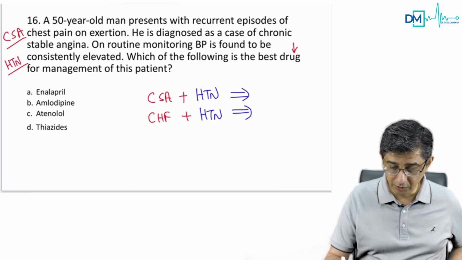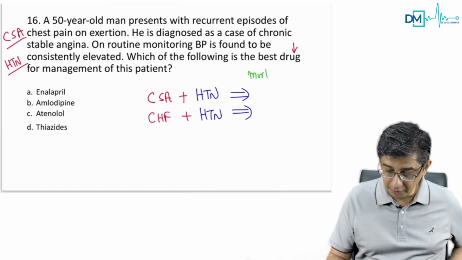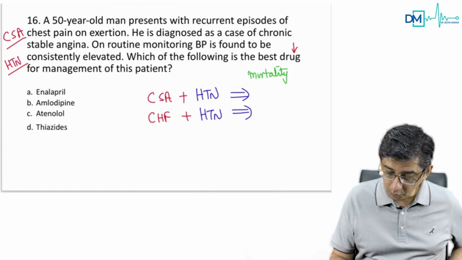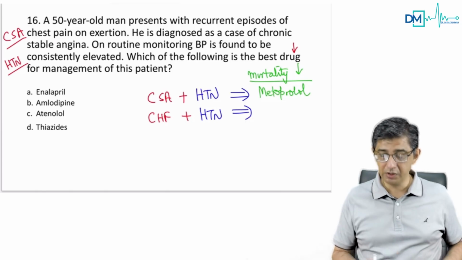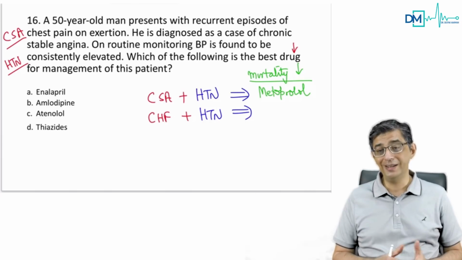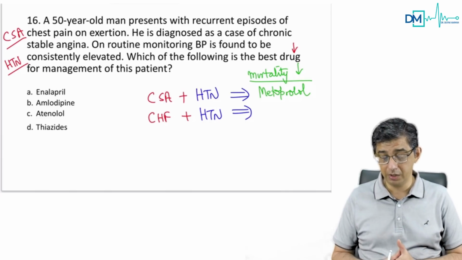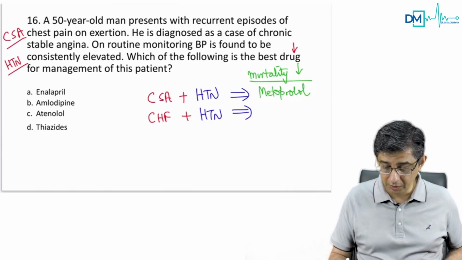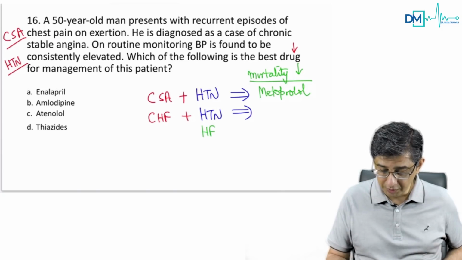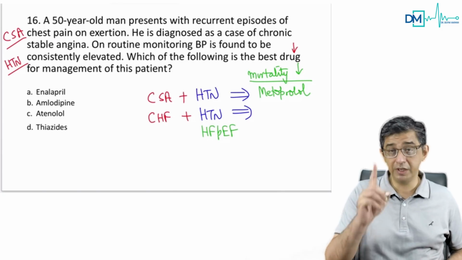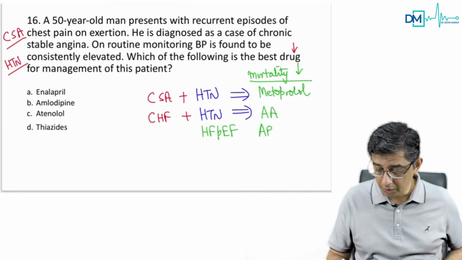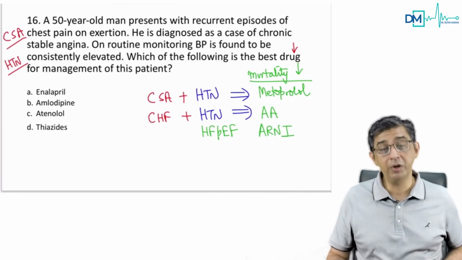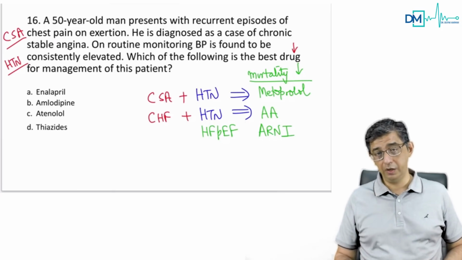If he specifically talks about which drug will reduce mortality in chronic stable angina, your primary answer is beta blockers, that is metoprolol. And if he talks about which drug will significantly reduce mortality in congestive heart failure patient, then please appreciate that in congestive heart failure patient, if it is heart failure with preserved ejection fraction, go through the CHF lecture, and I've talked about aldosterone antagonist and ARNI. ARNI would be aldosterone receptor antagonist, and then would be nephrolysin inhibitors.